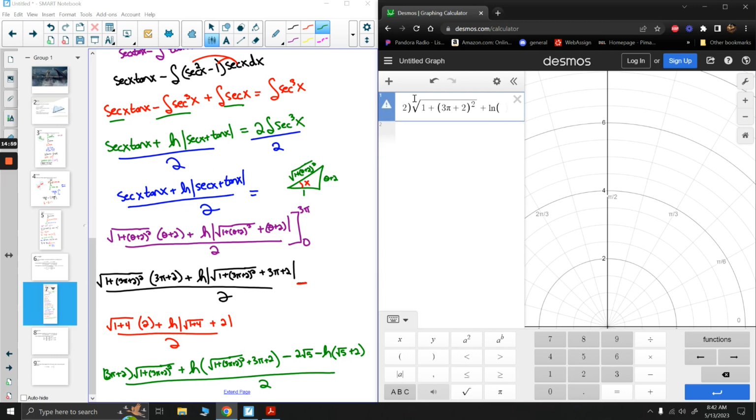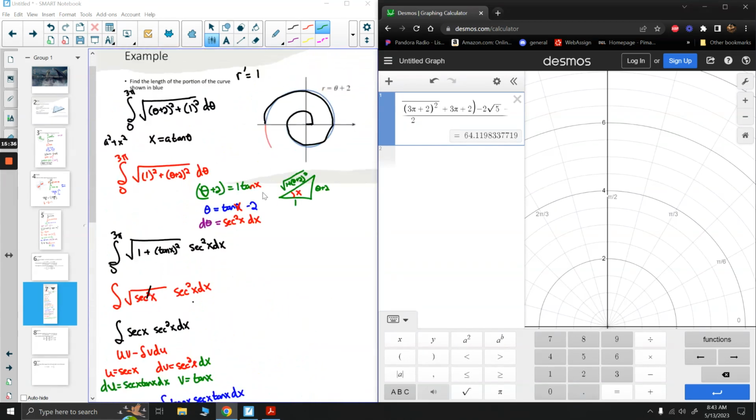Anyway, so square root of 1 plus (3 pi plus 2) squared plus 3 pi plus 2. Okay, let's look at this thing here. That is plus that thing. Good. Minus 2 square roots 5 minus natural log of square root 5 plus 2. All of that is divided by 2. So we get 64.119-ish. Now, let's check that integral.